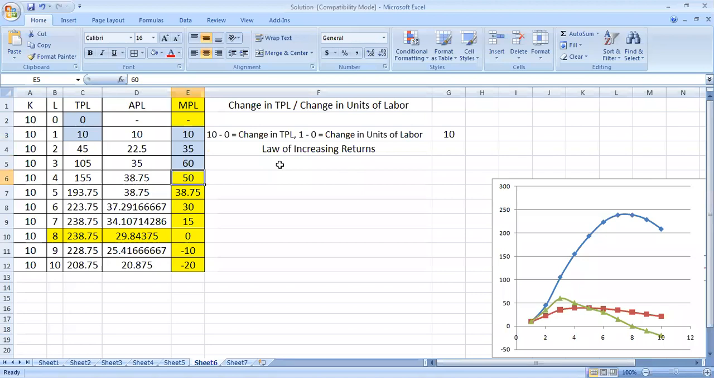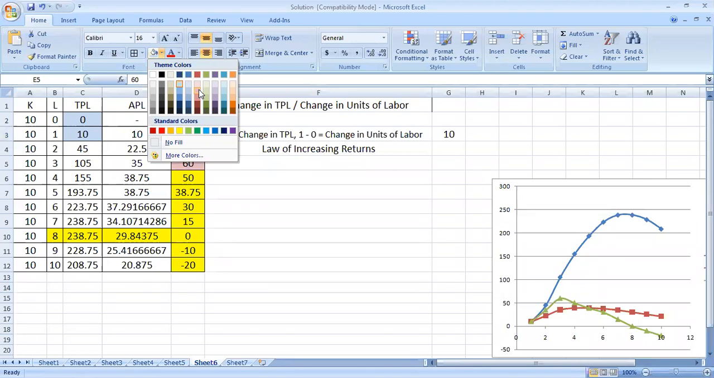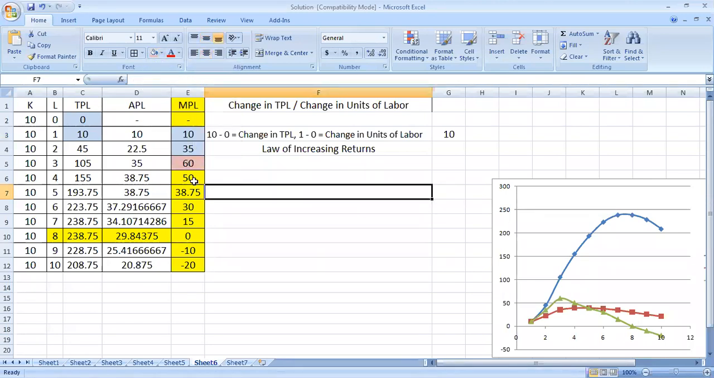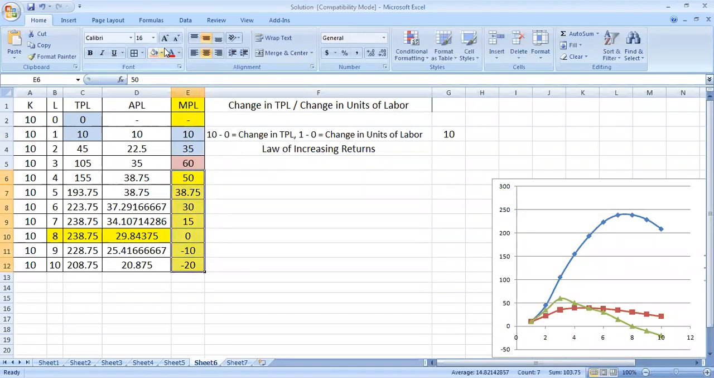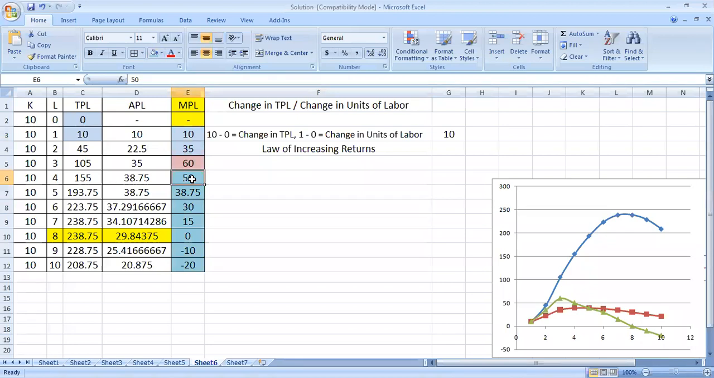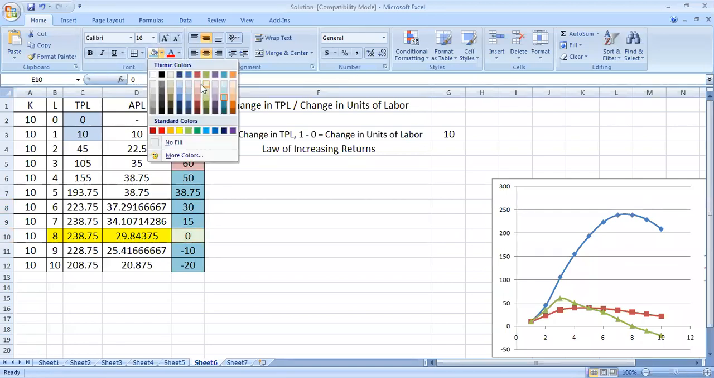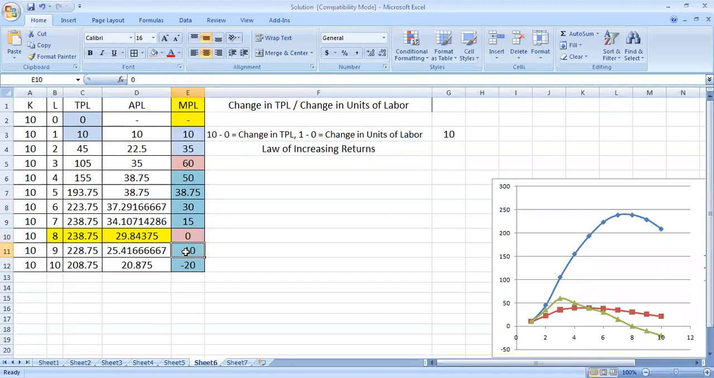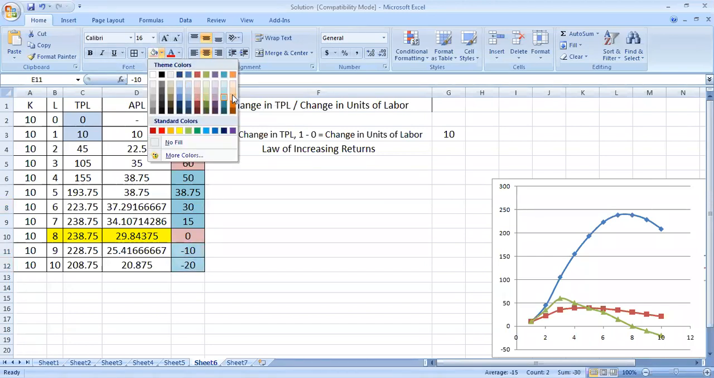After 60, you could see the value starts decreasing. At 60, marginal product is maximum. Let me change its shade. And then if you look at the values, the marginal product is continuously decreasing in such a way that initially it becomes 50, then it reaches 38.75, then 30, then 15, and eventually turns to 0. Let me change its shade as well. And beyond 0, if we keep on increasing units of labor, the marginal product of labor becomes negative, right?